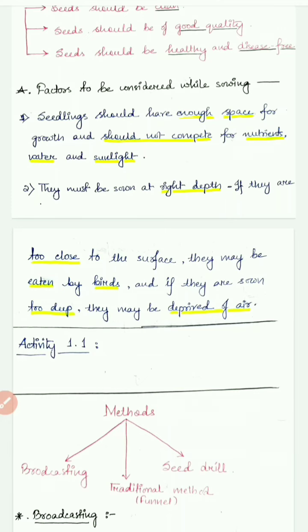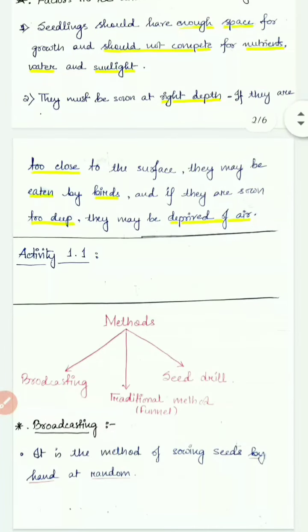So some seeds might grow very well and some will not grow well. So we must always be careful while sowing. We must be careful that the seeds get enough space. The second point is they must be sown at the right depth. If they are too close to the surface, they may be eaten by birds, and if they are sown too deep, they may be deprived of air.